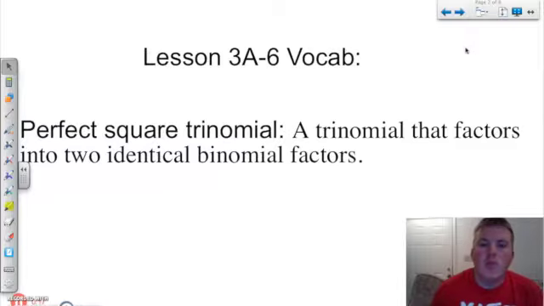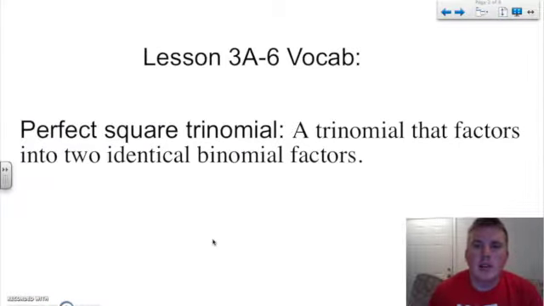We're only going to have one word to define today, so go ahead and turn to your glossary and add this word into the appropriate section. A perfect square trinomial is a trinomial that factors into two identical binomial factors. That means that both factors, when we break this down, are going to be exactly the same as one another. So take a minute and copy that into your glossary, and then we'll jump into some examples and some notes.